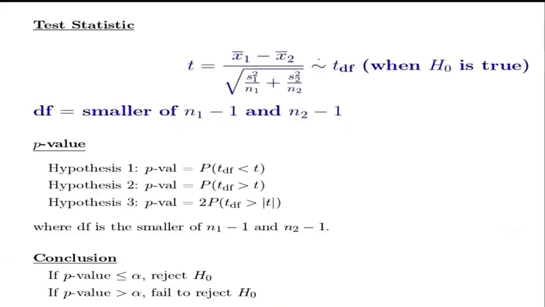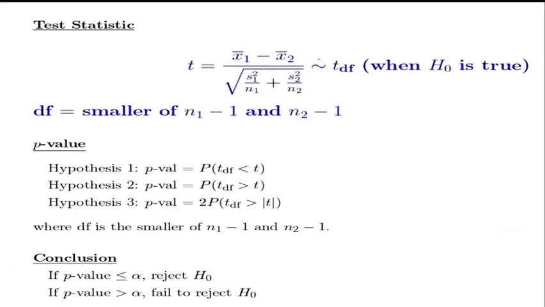The next is the test statistic. And of course, the test statistic is going to be a t-test. The t-test is equal to the difference of the sample means divided by the standard error of the difference. So this is the standard error of the difference. And don't forget, the degrees of freedom is going to be the smaller of the two. So far so good.